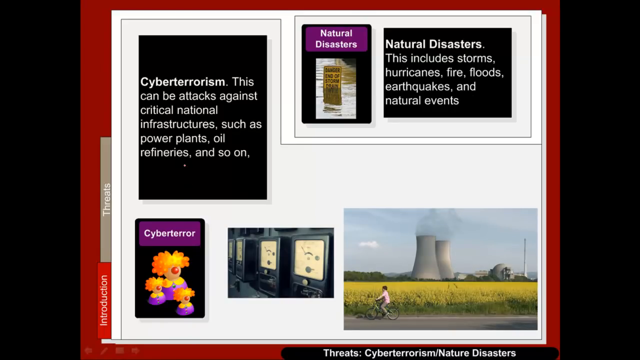A growing threat is cyber-terrorism, and that's attacks on national infrastructures. So this could relate to power plants. Power plants are obviously important because they provide the electrical energy for the internet and for much of business. It might involve attacks on oil refineries and so on. Another threat is natural disasters, including storms, hurricanes, fires, floods, earthquakes, and all other natural events.